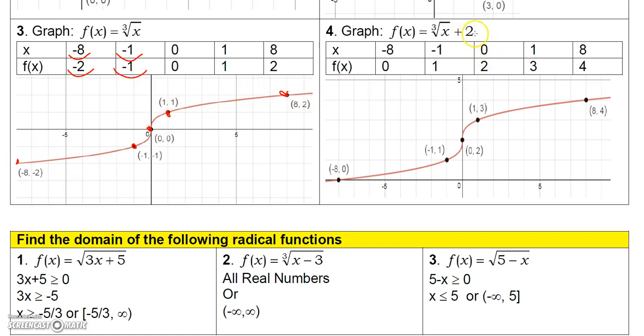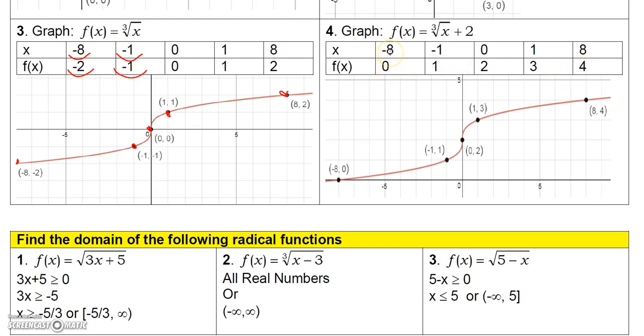And then here I did the same thing. The only difference here is that each of these values that I got over here, I'm going to have to add 2 to each value. So if I add 2 to negative 2, I get 0. If I add 2 to negative 1, I get 1. If I add 2 to 0, I get 2. If I add 2 to 1, I get 3. And if I add 2 to 2, I get 4.